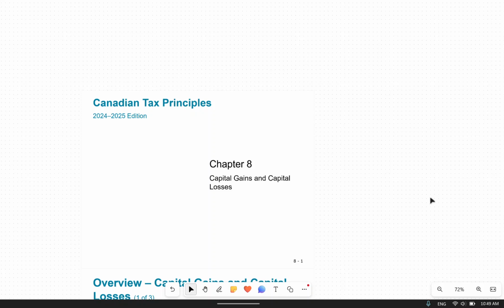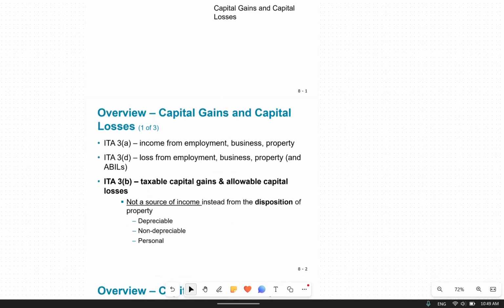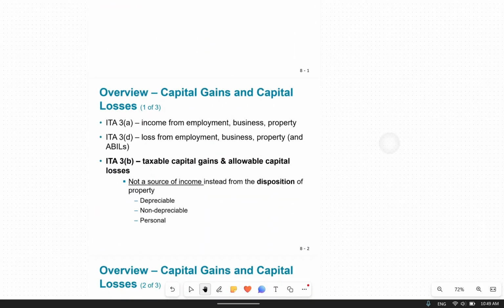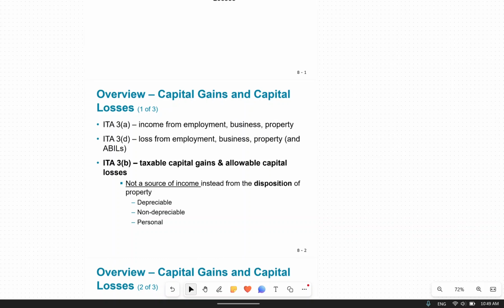Today's recording is for Chapter 8. Chapter 8, we're going to be talking about capital gains and capital losses. Now, this is an overview of this chapter, capital gains and capital losses. When we think of where they fit in our income when we're filing for our income taxes.